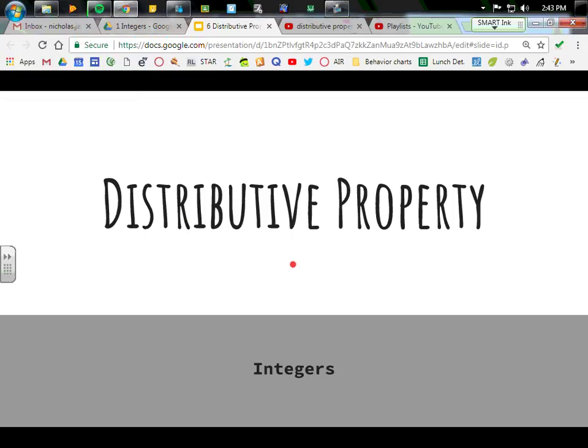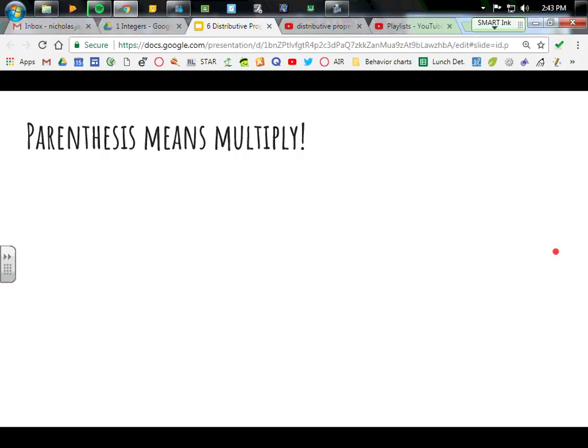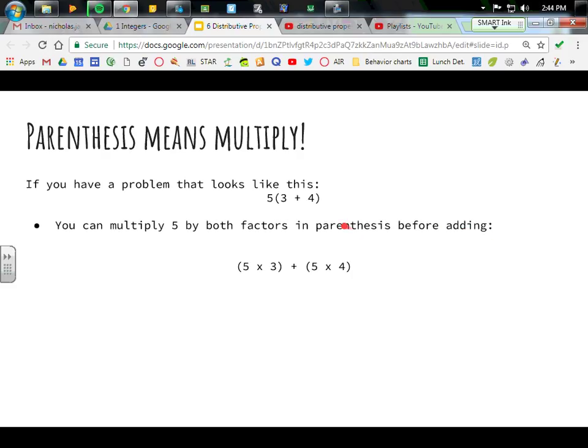Today we're going to talk about the distributive property, which is kind of a big idea when we're looking at multiplication. So what is the distributive property? The distributive property usually involves a term being multiplied by another term in a set of parentheses. All right, so you might see a problem like this one, 5 times 3 plus 4.